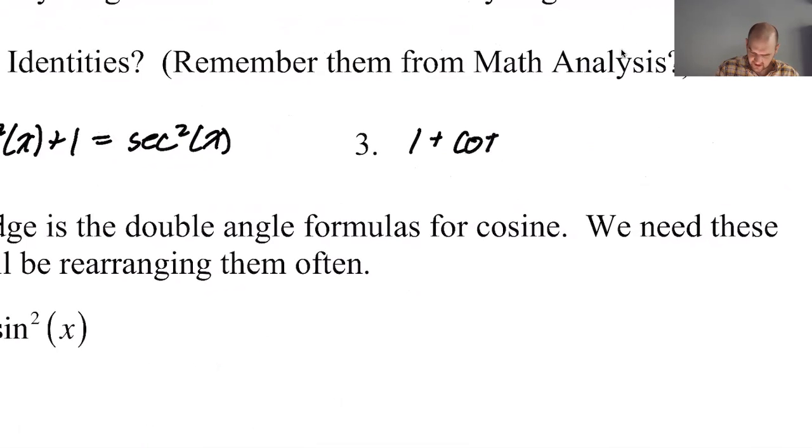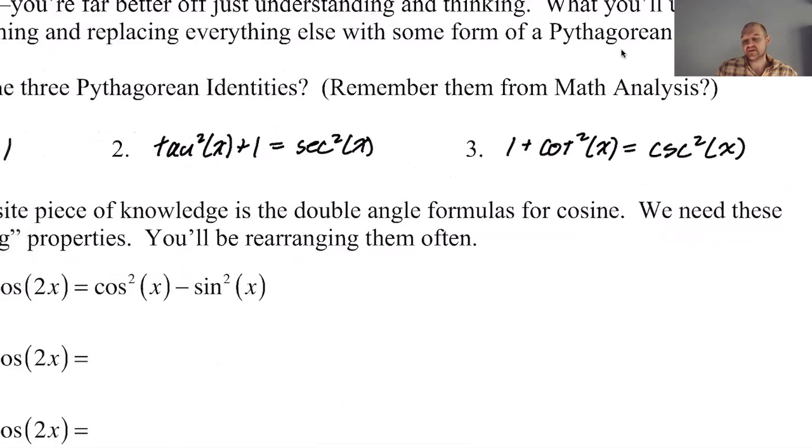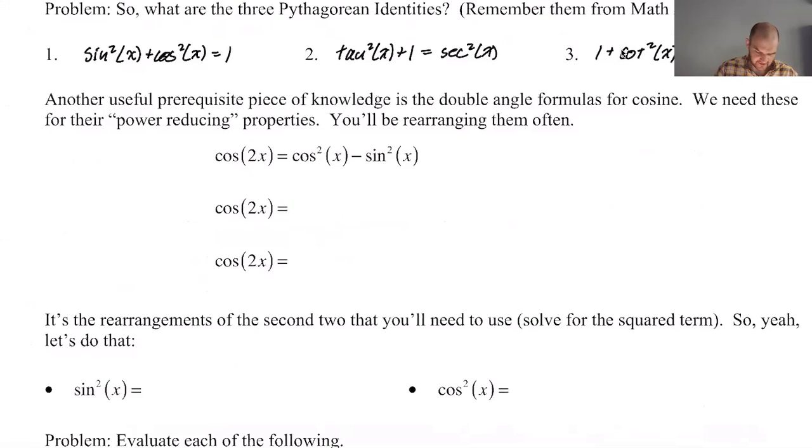And then this one, I think, is far and away the least used, but it's just as valid. 1 plus cotangent squared is equal to cosecant squared. So same thing, you could always turn an even power of any of them into a different function by using the Pythagorean identities. So these are going to come in handy. We're going to use those a lot.